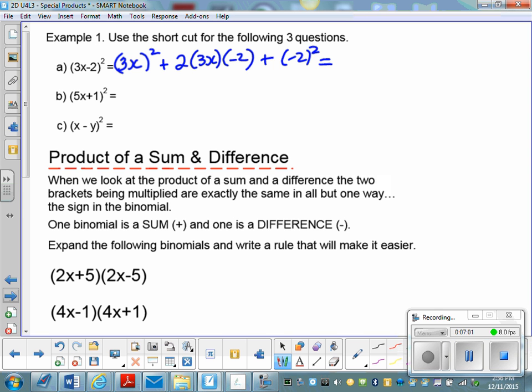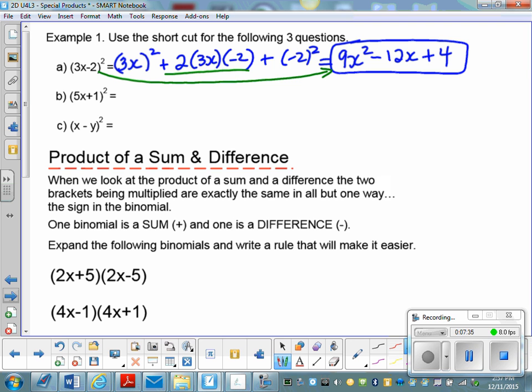So when I simplify that, 3x squared, I have to square both parts. So 3x times 3x is going to give me 9x squared. Now, I've got to be careful in the middle here, because when I multiply these three numbers together, 2 times 3 is 6, times negative 2 is going to give me negative 12. And then I've got an x with that. And then negative 2 squared is going to be positive 4. So that's the answer that I get. So the question is, can I go from here right across to there?